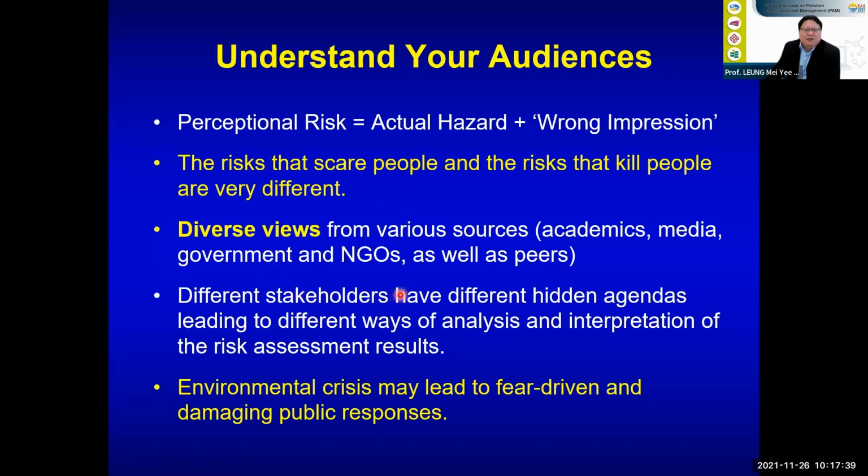In society, there are very diverse views on different environmental issues and food safety issues, because different stakeholders hold different agendas. For example, the NGO always wants clean water and clean food, and pushes the government to do more. Then if just a little bit of mercury is found in fish, they will say this will kill people. That will affect how citizens respond to the crisis. So very often such environmental crises lead to fear-driven, damaging public responses.